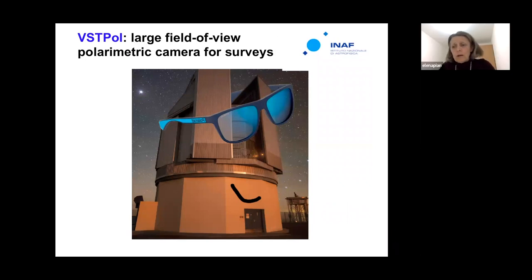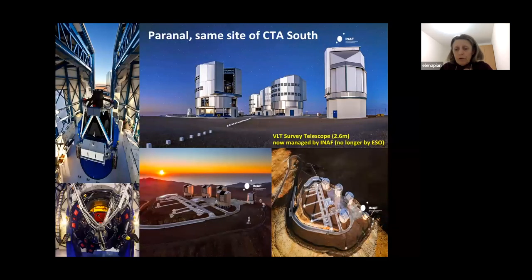Okay, so I will show now the VST pole, which is the next polarimetric facility at ESO. It's a large field of view camera for the VLT Survey Telescope. You have various images here of the Paranal summit with the 4 VLT units seen in various perspectives. And you also see the VST, the 2.6 meter VLT Survey Telescope, in these same images, which has recently changed hands. It is now managed by INAF and no longer by ESO.